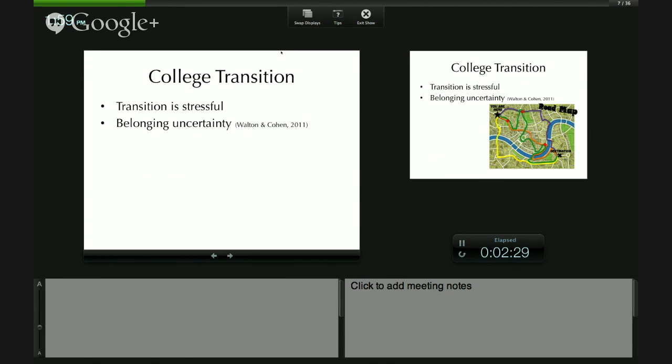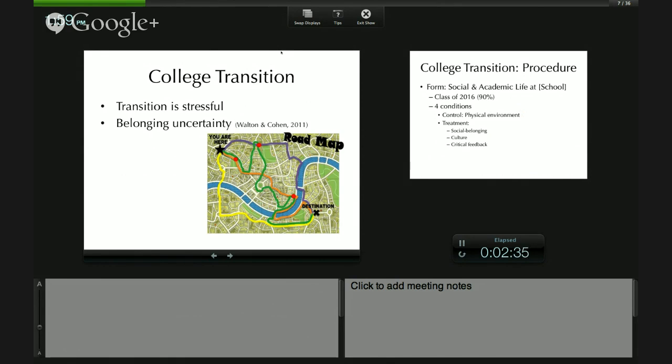And so building on some past research by Greg Walton and Jeff Cohen, we wanted to see if we could give students a roadmap of where they were headed in the transition to college, and let them know that difficulties in the transition to college are normal and that nearly all students experience them, and with time, nearly everyone overcomes those worries about whether they belong and finds their place in college.